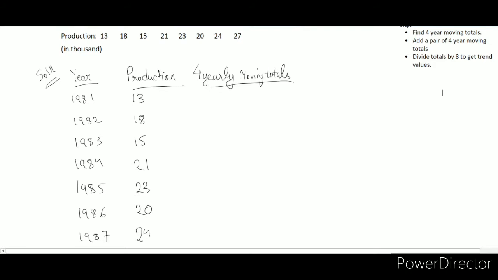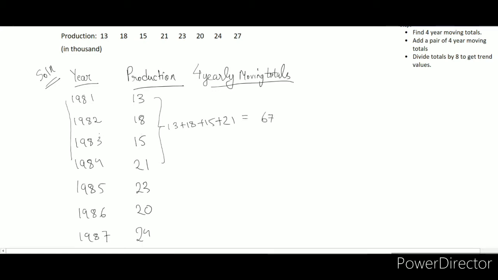So the first step is to find 4-year moving totals for every group of 4 years. Because this is an even period, the total will lie between the middle years. For the group 1981, 82, 83, 84, 82 and 83 are the middle years, so the total will lie in between these years, so you get 67.